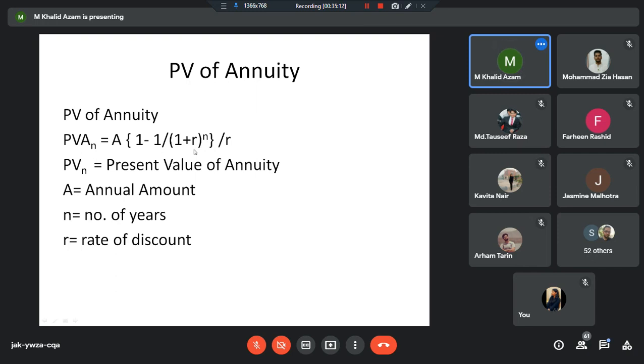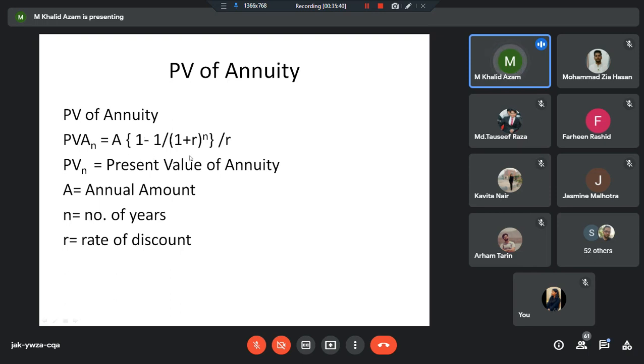You have to understand this: 1 minus 1 divided by 1 plus r to the power n. In the case of compounding, we calculated 1 plus r to the power n minus 1 divided by r. But here, in the case of discounting, it is 1 minus 1 divided by 1 plus r to the power n, whole divided by r. So this is the annuity factor formula.